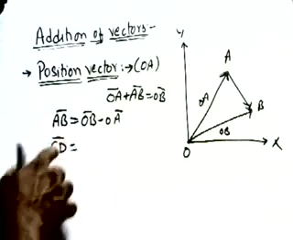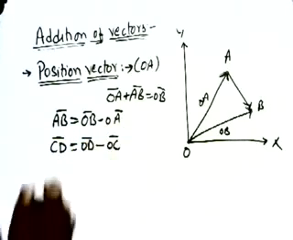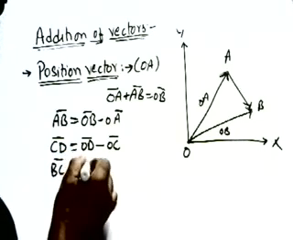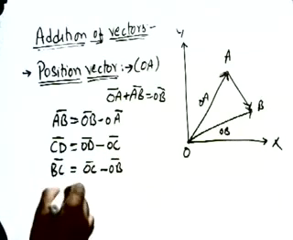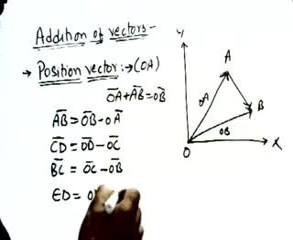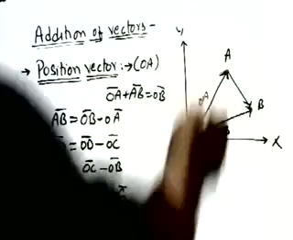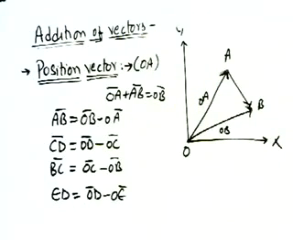OB minus OA. Similarly, if you want to write CD, first we have to write D: OD minus OC. Let me do a few examples. Suppose BC. How do we write it? BC is OC minus OB. Suppose we have to write ED. How to write it? OD minus OE. So the position of a point is represented by a position vector, and if we have to take the vector AB, then we can write AB as OB minus OA.